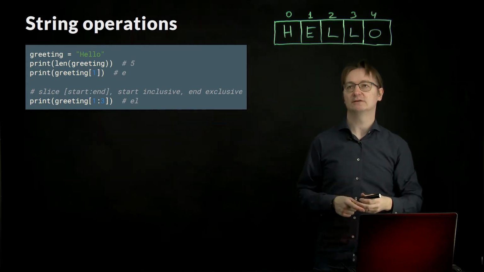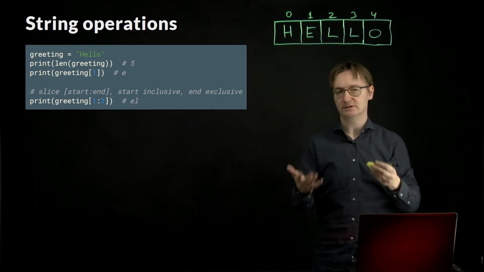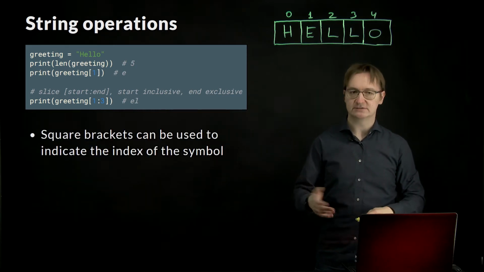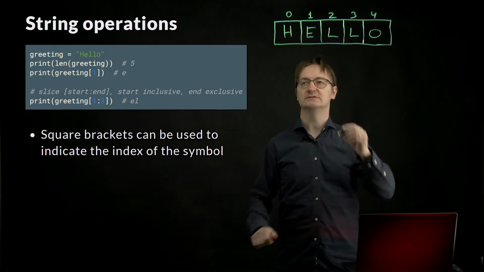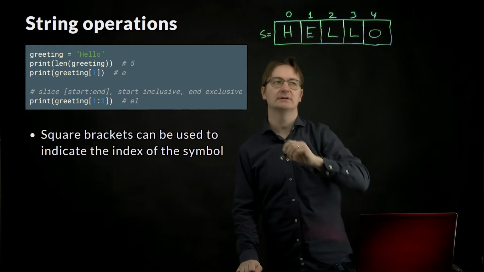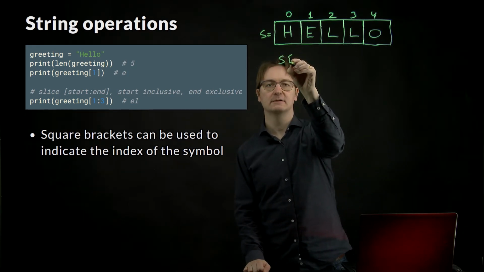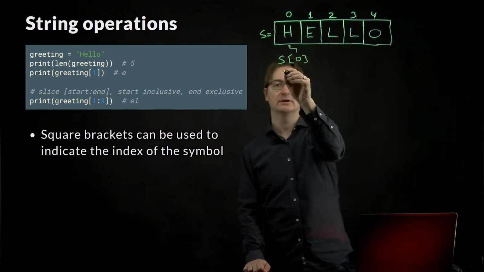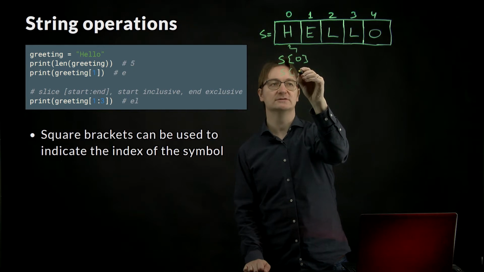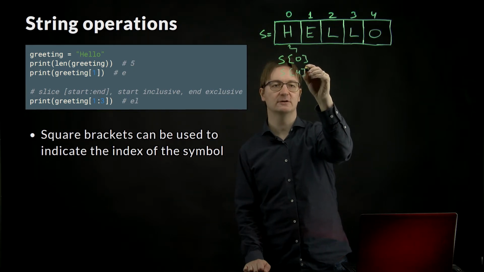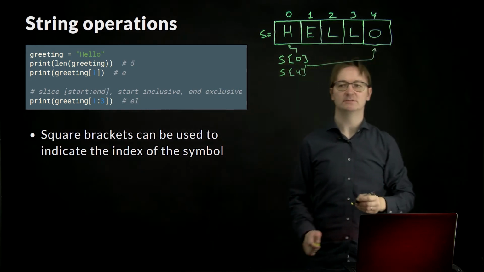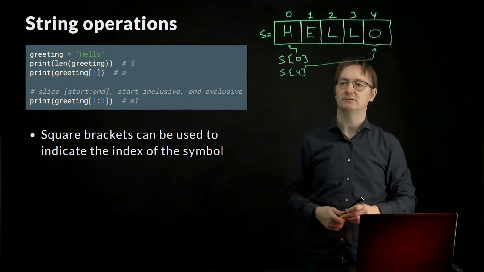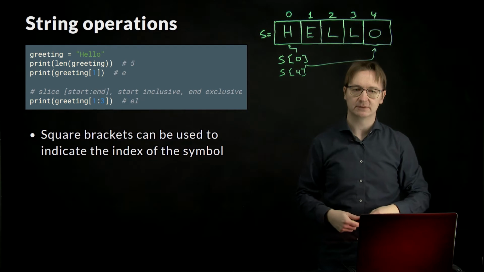If we would like to get one certain element or one symbol of the string, then we can use square brackets to get this element. For example, if this is a variable s, then we can get s[0], and this indicates this symbol. And if we would like to get, for example, the last one, we can use 4 here, and this points to this symbol. We can use this to print out the certain element or put it into another variable, and so on.